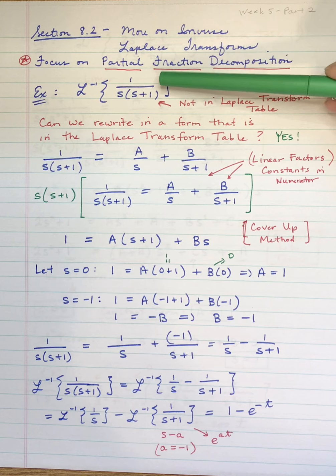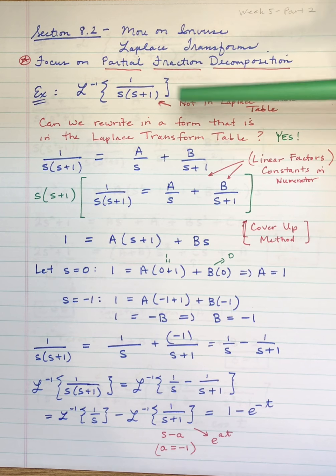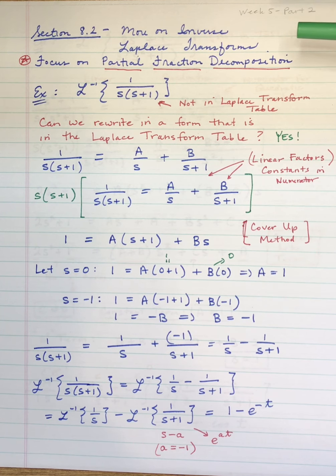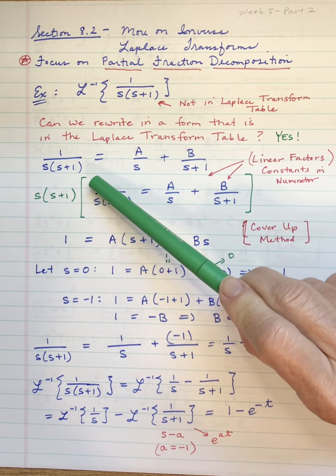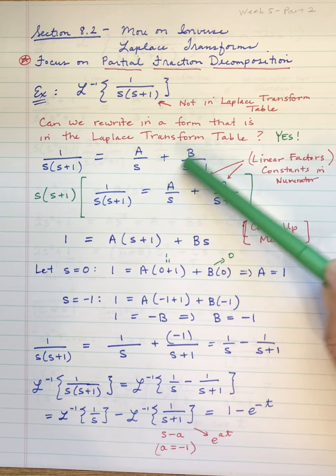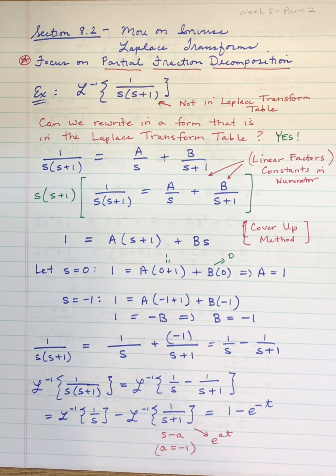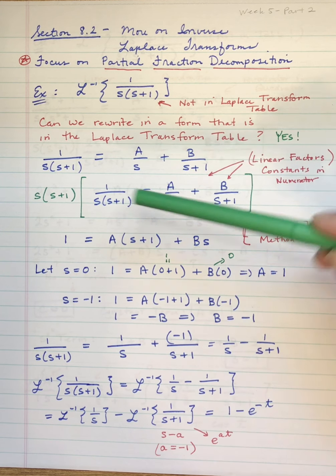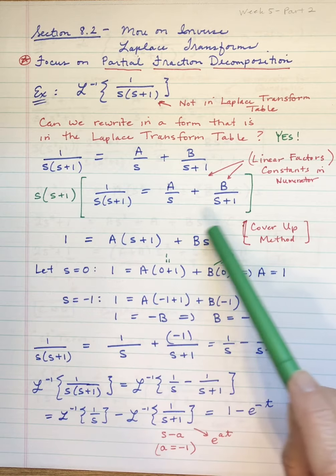So if we see something like this, notice this would not be in our tables for Laplace transforms. But we notice we have a fraction where we have two linear factors in the denominator. And we learned back in calculus, if you have a situation like that, you can rewrite the fraction as a constant over the first factor plus a constant over the second factor. So that's how you handle linear factors with partial fractions. Now here's the trick. We just multiply both sides of this equation by the denominator. That's all we're doing here.